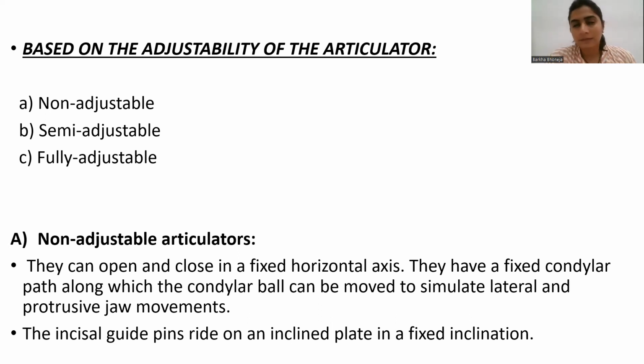Now, your lower incisors and your upper incisors, when you try to move your jaw, your lower teeth move in relation to the upper teeth. Similarly, in the articulator, there will be lower and upper teeth. When these teeth move, they're decided by the incisal guide pin. This incisal guide pin rests on a platform. Now, this platform is called an inclined plate in a fixed inclination. So in this articulator, this plane is fixed.